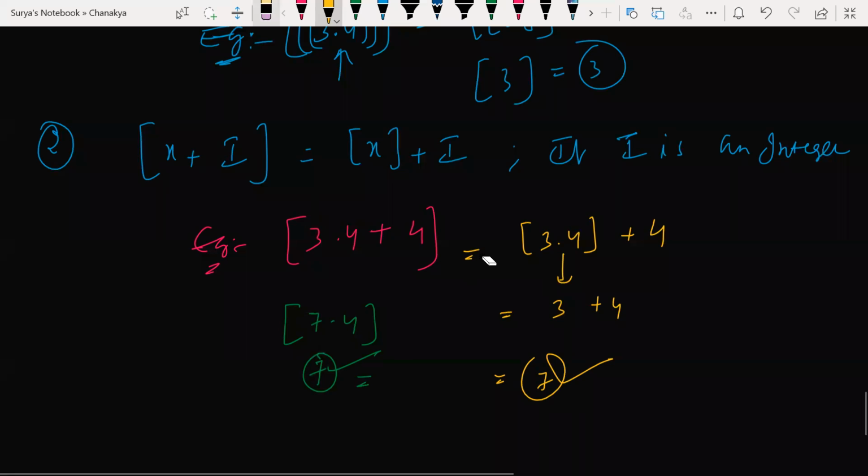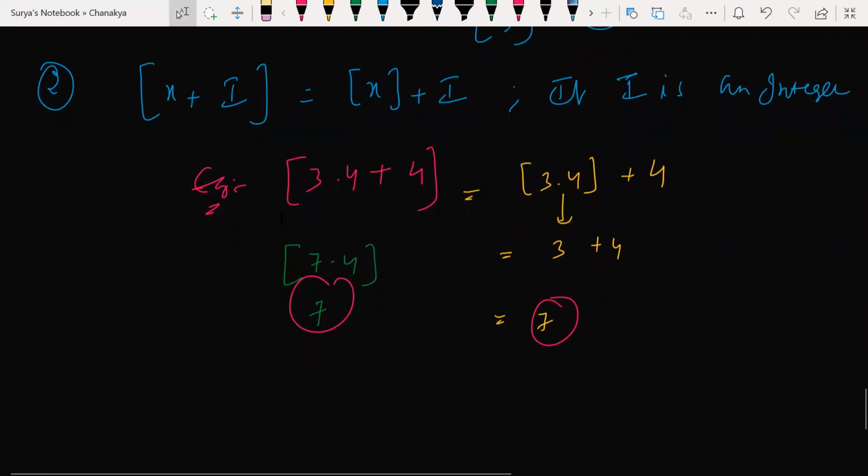7 is equal to 7 or not? Tell me. Very simple. 7, 7 here. So whatever property we have applied, it is correct.